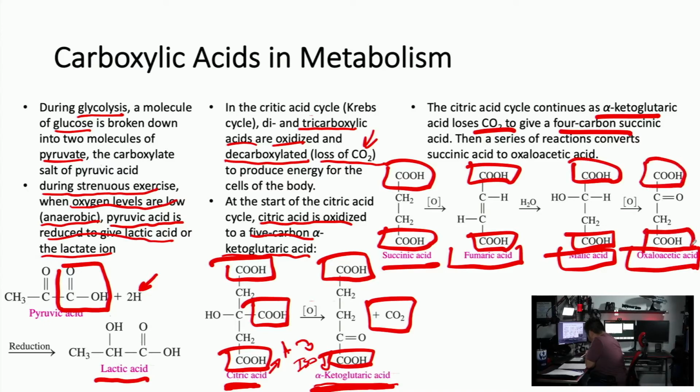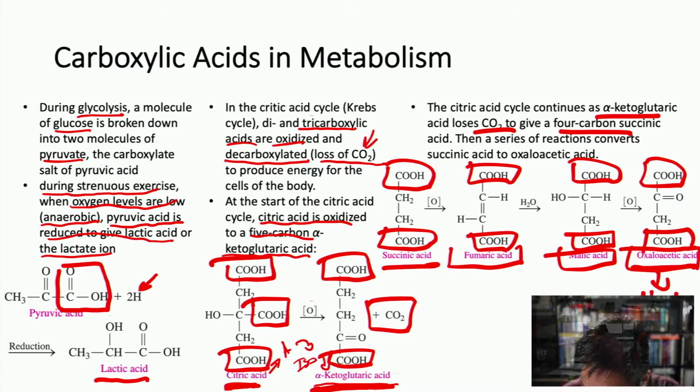And if you didn't already know, oxaloacetic acid is the last step of the citric acid cycle. After that, it becomes citrate again. It is called a cycle, right? Oh, sorry, my head is blocking that. Let me go back over here.